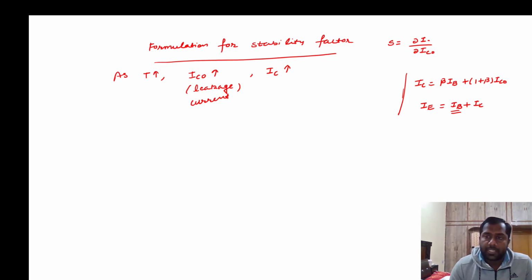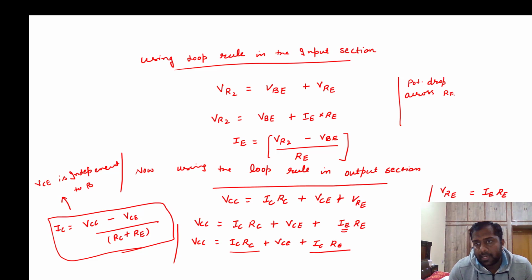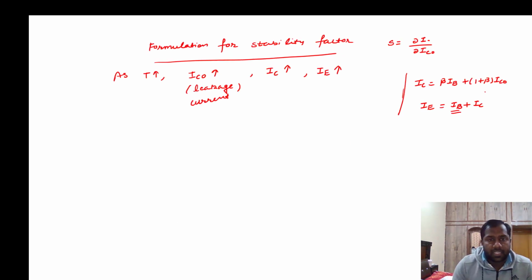तो जैसे ही हमारा IC बढ़ेगा, तो हमारा IE वाला फैक्टर भी बढ़ जाएगा. As IE increases, तो ये वाली इक्वेशन जो है हमारी, हम देख सकते हैं IE RE, this is what? Potential drop across RE, and it depends upon the value for emitter current. As the value for emitter current IE increases, तो हमारा क्या होगा? IE RE इंक्रीज हो जाएगा.